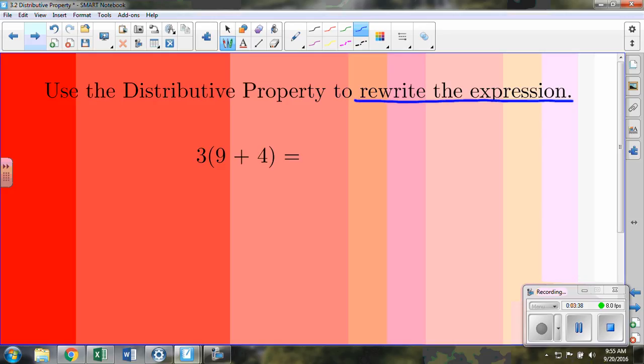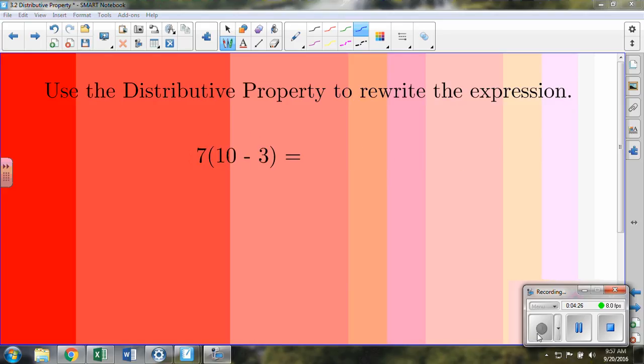In order to rewrite it, we're going to observe, you see the 3 on the outside? The outside number is going to get multiplied with each piece. When we rewrite it, we can take the 3 and multiply by that 9. So we'll just rewrite it 3 times 9. This 3 also has to be multiplied by the second component, plus 3 times 4. We are done. The directions did not ask us to evaluate. They did not ask us for a number answer. All we were asked to do is rewrite, and we've done that. We are finished. There's nothing else we need to do.